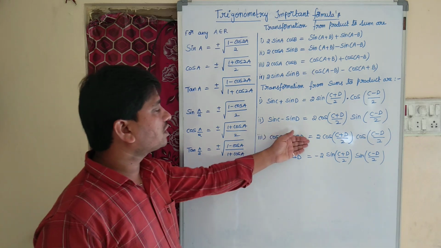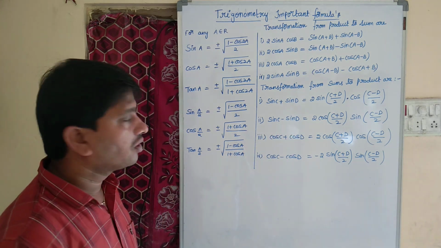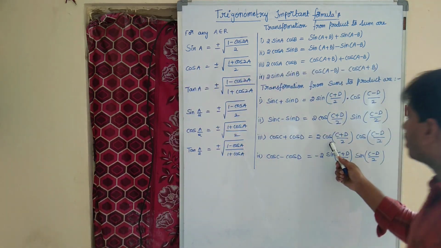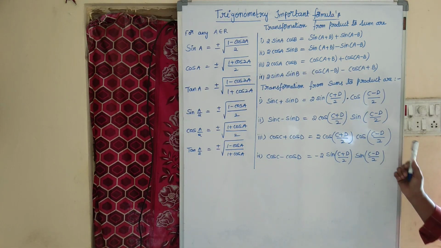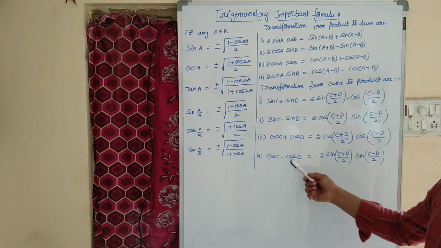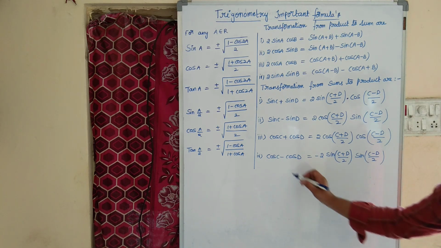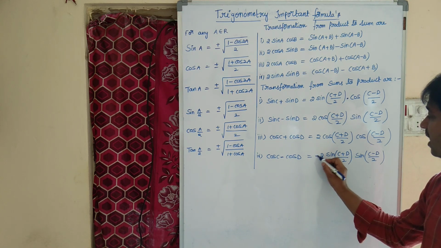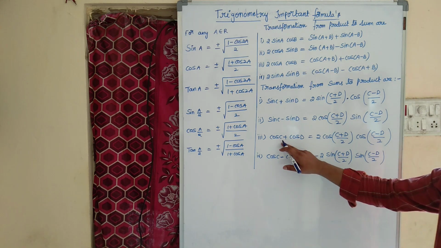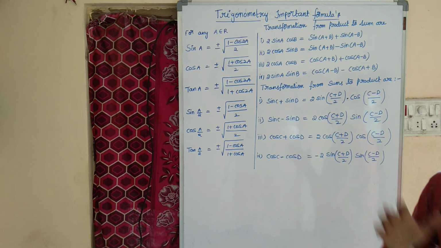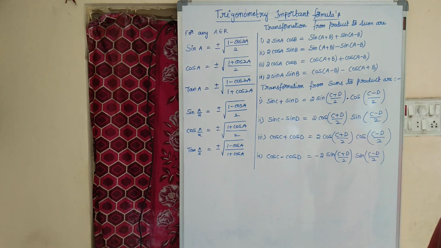Now cos C plus cos D and cos C minus cos D. What about cos C plus cos D? Cos C plus cos D equal to 2 cos of (C plus D) by 2 cos of (C minus D) by 2. Cos C minus cos D is minus 2 sin of (C plus D) by 2 sin of (C minus D) by 2. Here it is minus, so here you will get minus, and both are sines only. Here in cos C plus cos D, both are plus only. So cos C plus cos D is 2 cos of (C plus D) by 2 cos of (C minus D) by 2. Cos C minus cos D is minus 2 sin of (C plus D) by 2 sin of (C minus D) by 2.